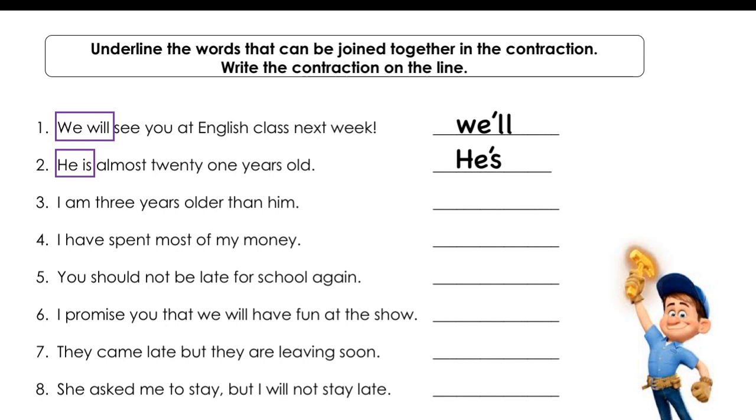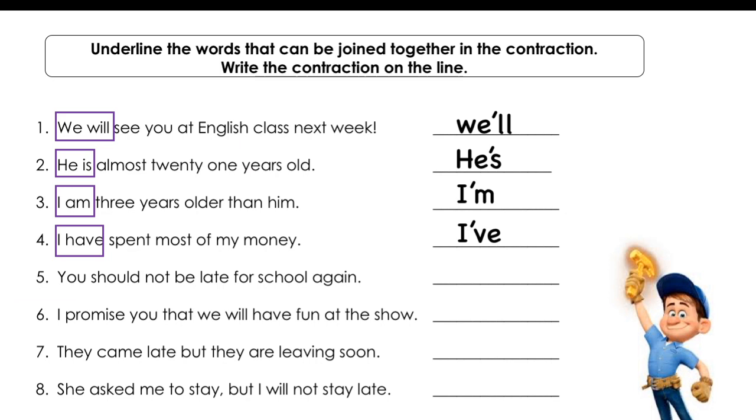Number 3. I am 3 years older than him. Which two words can we join together? Where is the pronoun and the linking verb? I am. And how will we make the contraction? I'm. I have spent most of my money. Where is the pronoun and the linking or helping verb? I and have. Let's put them together.